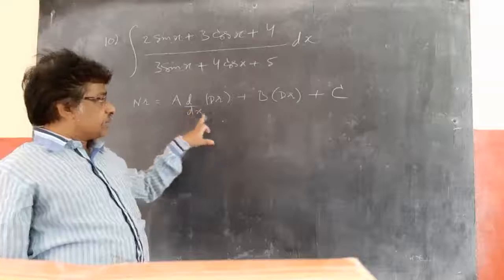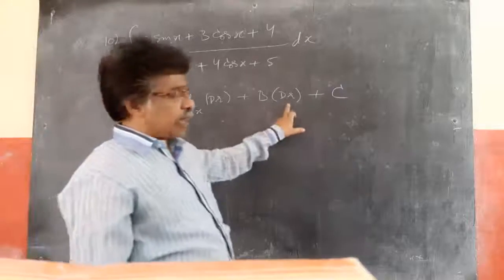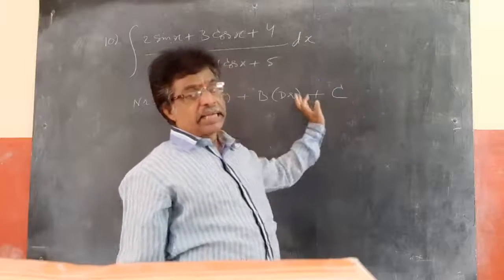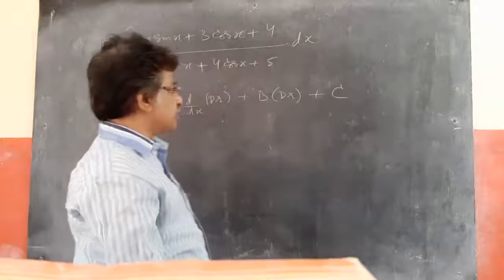Numerator equals a into d by dx of denominator plus b into denominator. This is our first method. Now take some extra constant, so let it be c.